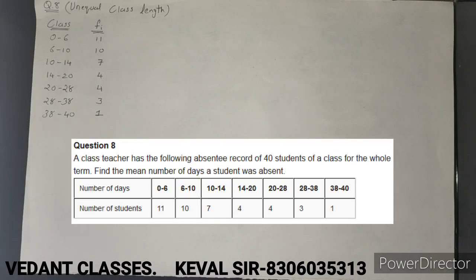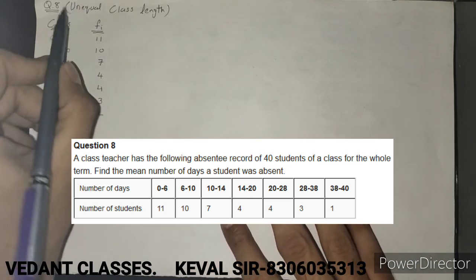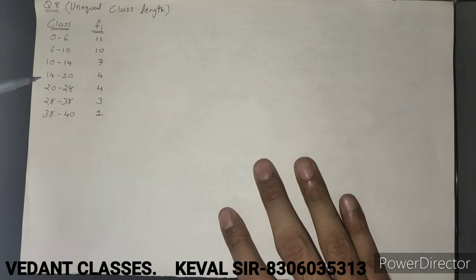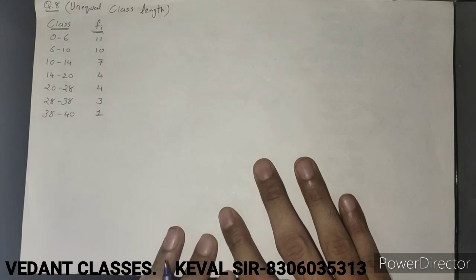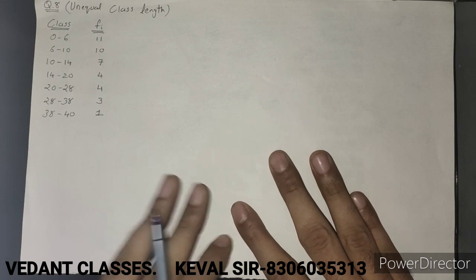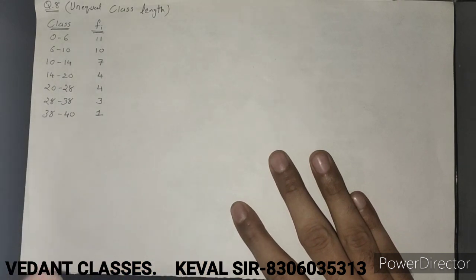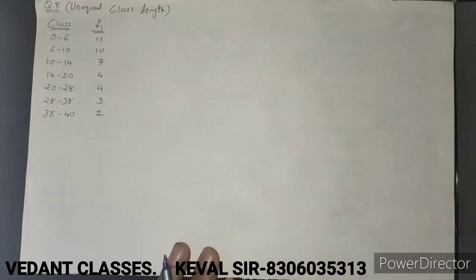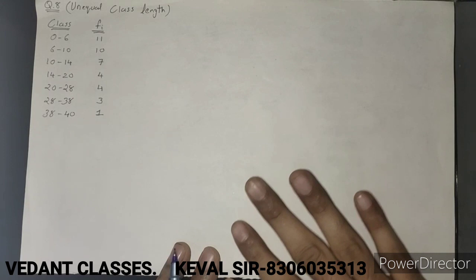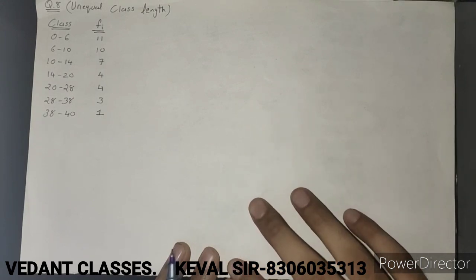Okay, now let's solve question number 8. It is regarding the unequal class length. You can see over here that class lengths are not equal. For the first it is 6, then 4, then 4, then again 6, then 8. So the step deviation method will be a bit difficult in this kind of case, but we will solve the question using the step deviation method first, and then I suggest a different method using which the calculations might be complicated, but it's an easier technique to use.